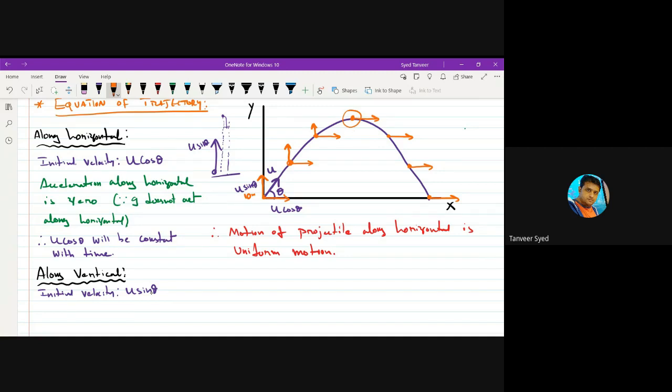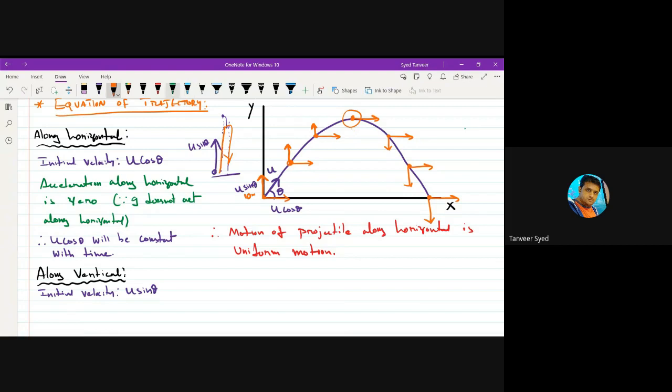It has only horizontal velocity. Vertical velocity u sine theta becomes zero, just like a ball which is thrown vertically upward. Then it starts to come down, so its velocity increases. At this point, it reverses its direction and its value starts to increase in the opposite direction. Here it further increases. Here it further increases.